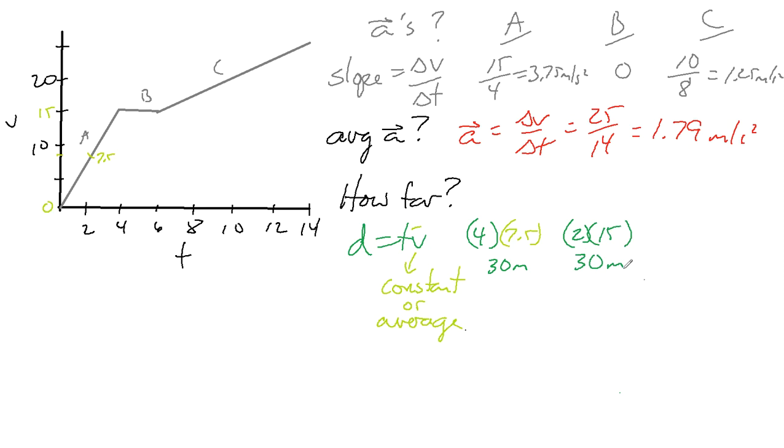Okay, so now I'm going to go to the last part. I'm going to go to part C. Now, part C lasts for 8 seconds. So I'm going to go 8 seconds. Now, is the V changing or is it constant? Well, it's changing, so I'm going to have to use the average.